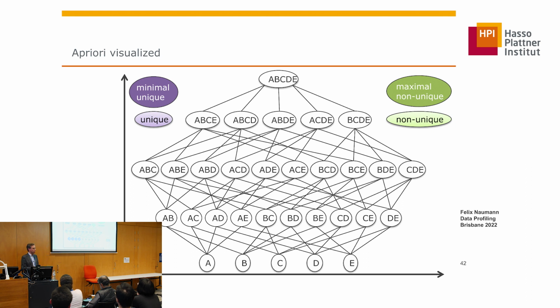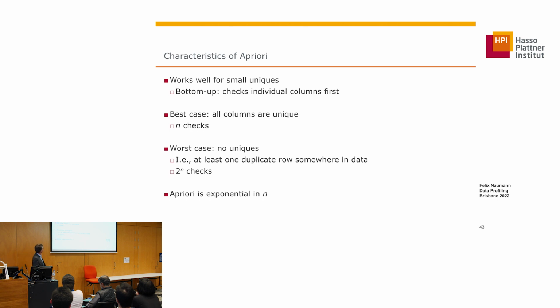This is how the algorithm works, right? And it's okay. You can do better, but it's a reasonable approach, very simple to implement, and a nice approach. So characteristics: bottom up. Best case, all columns are unique, because then you're done right at the bottom. Worst case is there are no uniques, then you can do no pruning at all. You run through the entire lattice and never prune anything, and in the end say there's no unique. That would be really a bad case.